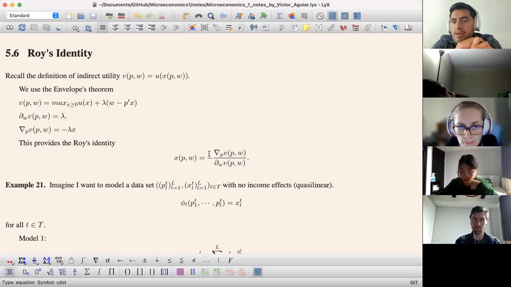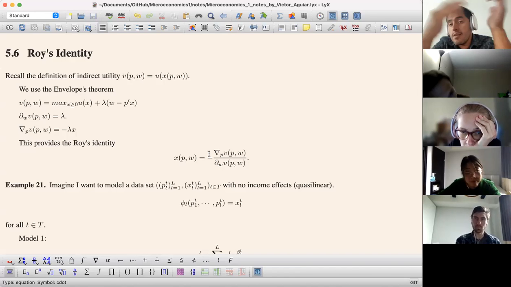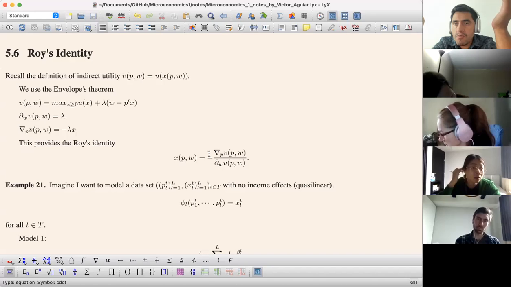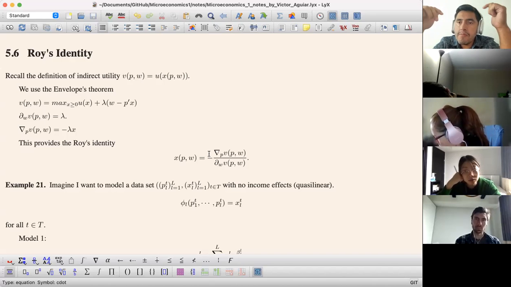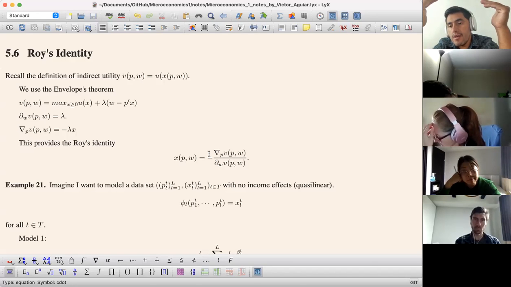So the Roy's identity essentially asks the following question. It asks, what will happen with the indirect utility if I change my parameters? What are my parameters in the consumer problem? The price and the income, right? So I have an optimization problem, and this optimization problem is indexed by the parameters P and W. So as I change the parameters of the problem, my solution is going to change, right?